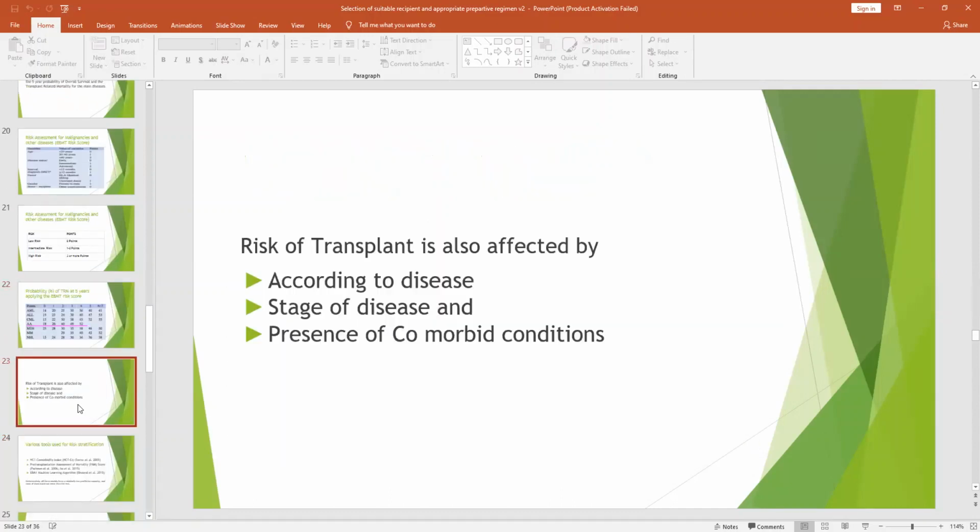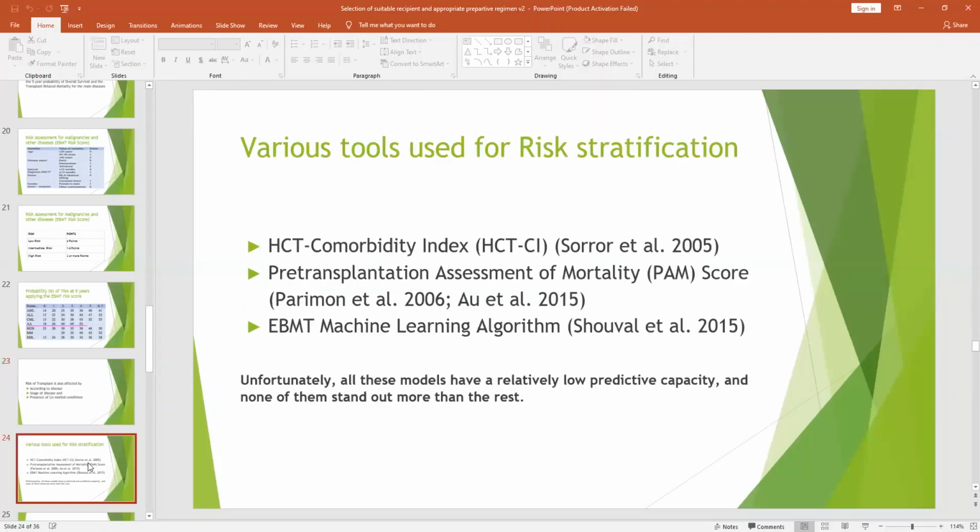And risk of the transplant is affected according to disease, stage of disease, and the presence of comorbid conditions. And unfortunately, all these models have a relatively low predictive capacity, and none of them stand out more than the rest.